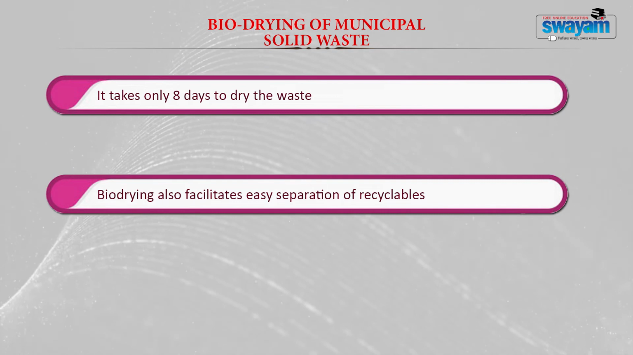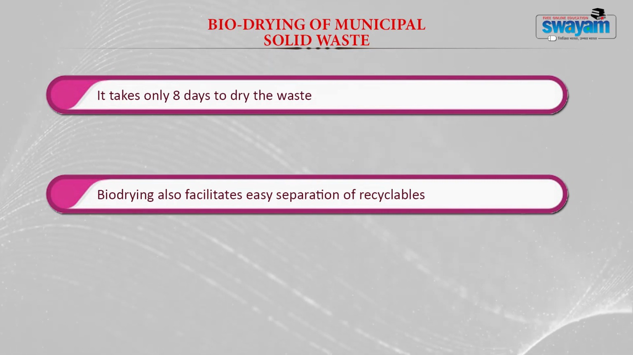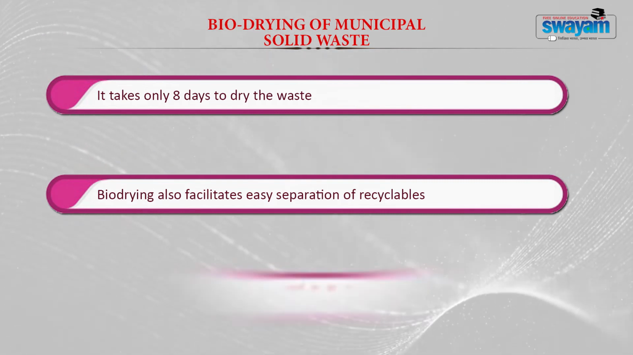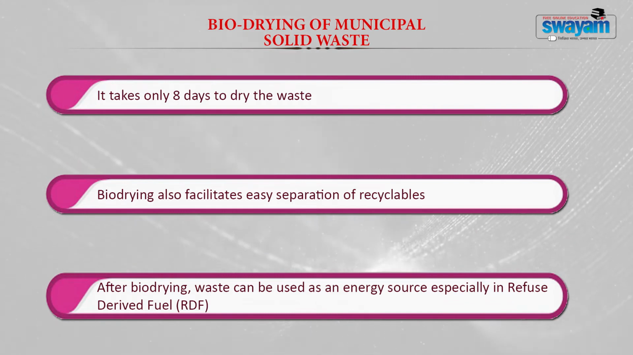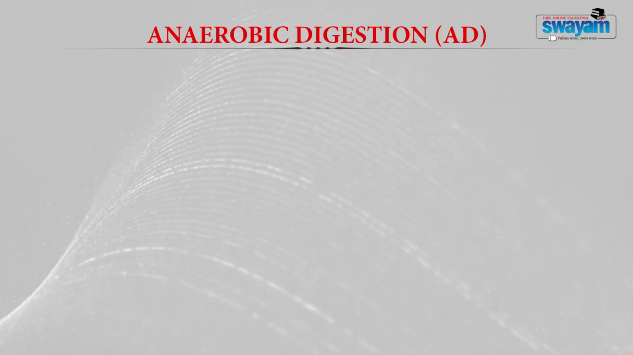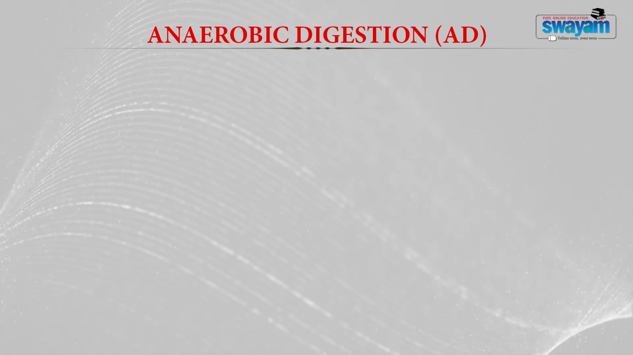Once the waste is dried, it is easy for you to separate the recyclables, and the bio dried waste can be subjected to refuse derived fuel. Refuse derived fuel plants contain incinerators where the dried waste is combusted, and the energy that is released during the combustion process can potentially be trapped and used for heating, or it can be converted into electricity also. The other process used as a biological treatment is anaerobic digestion.